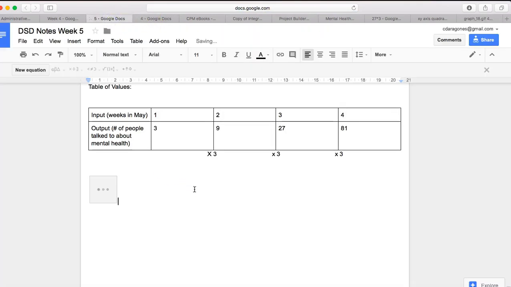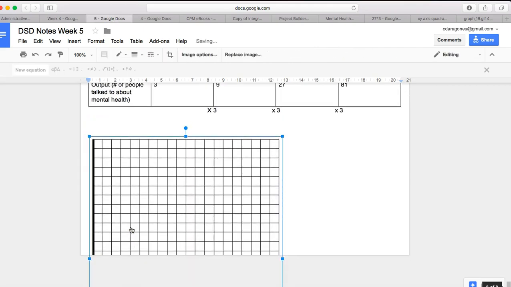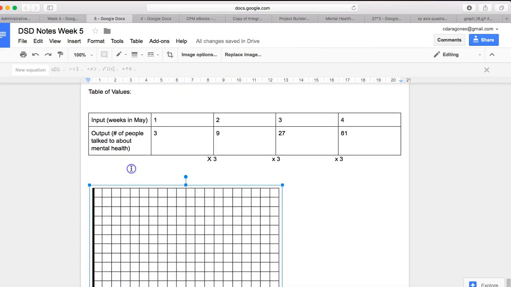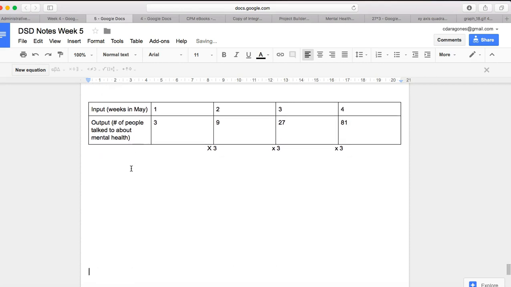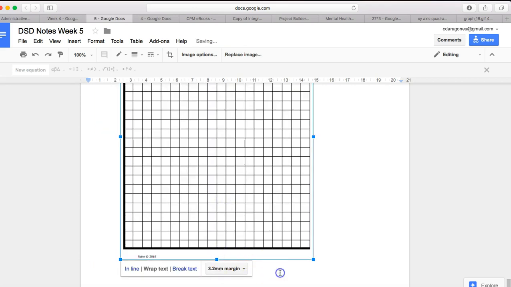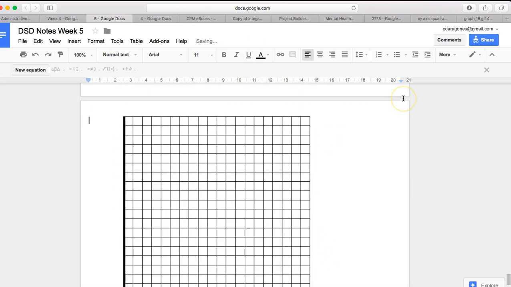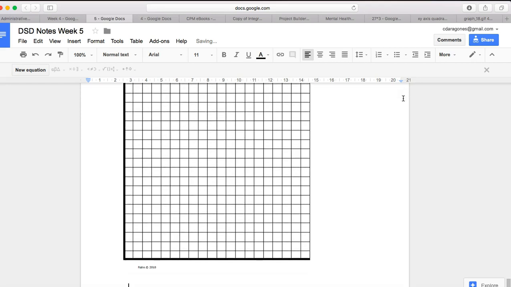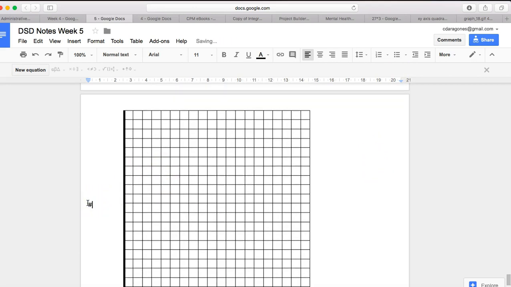So you already have graphing paper, notebooks. You just need to label your X, your Y, and what they are, what they represent. So for me, my x-axis represents my weeks. And then my y-axis represents the number of people talked to about mental health.